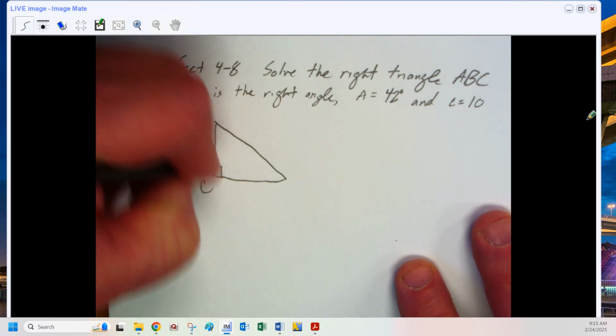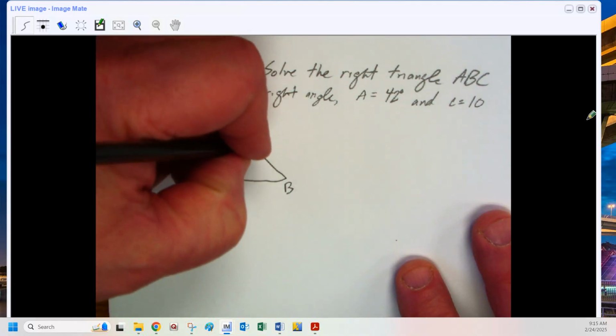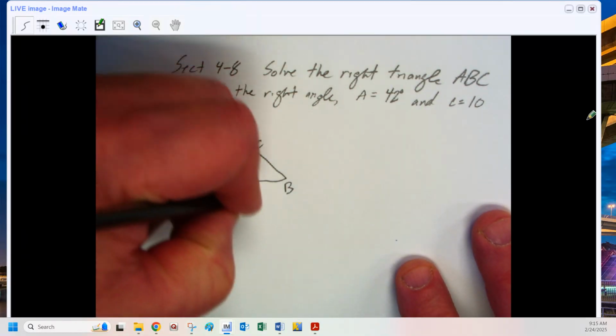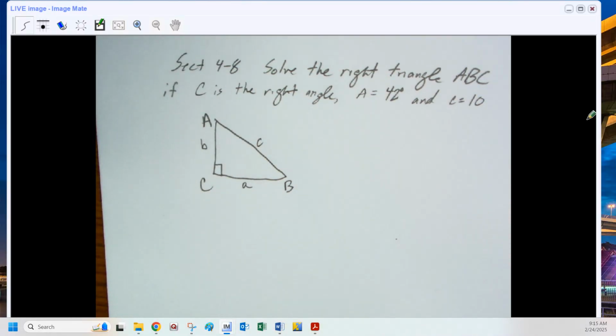It has 3 angles and 3 sides, and it's common to just label the side opposite the angle with a lowercase letter, and of course it's common to label each vertex or angle with an uppercase letter. So here's a common picture, and you can see that it says solve the right triangle, where C is the right angle, angle A is 42, and side C is 10. What we're asked to do here is to find side A, side B, and angle B.